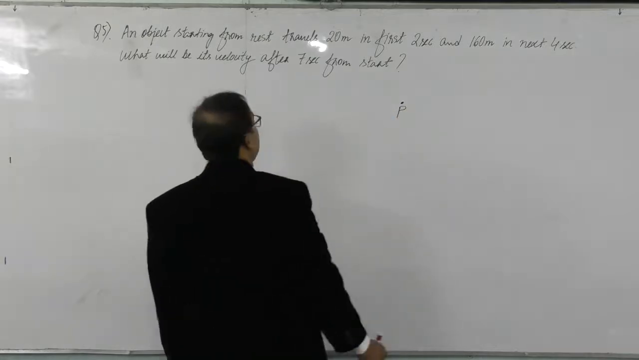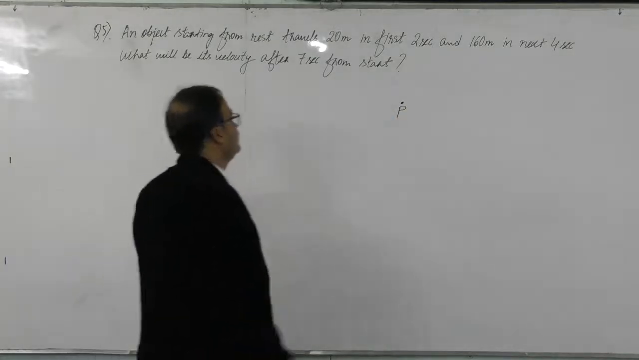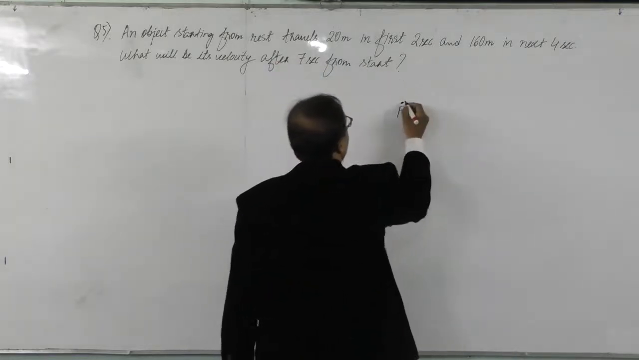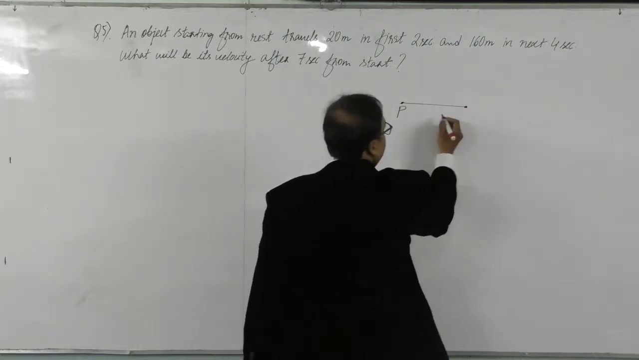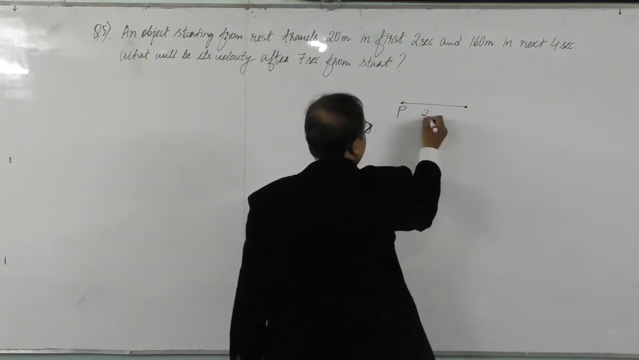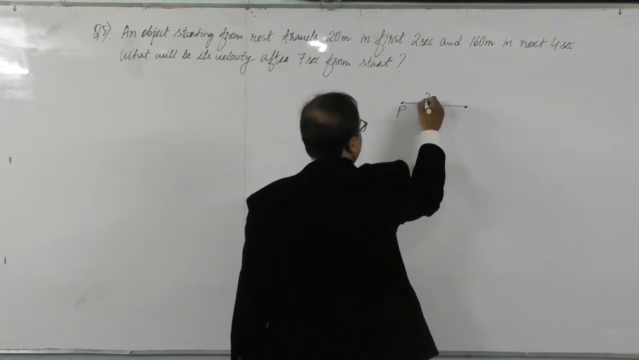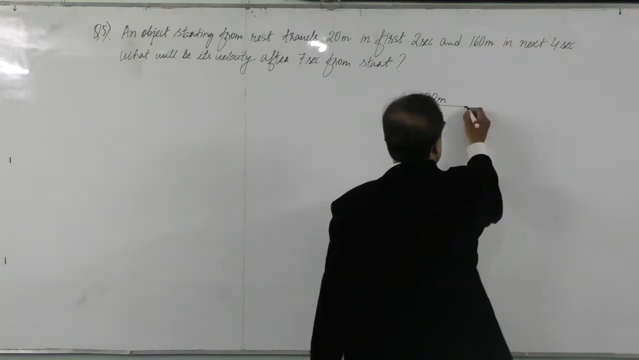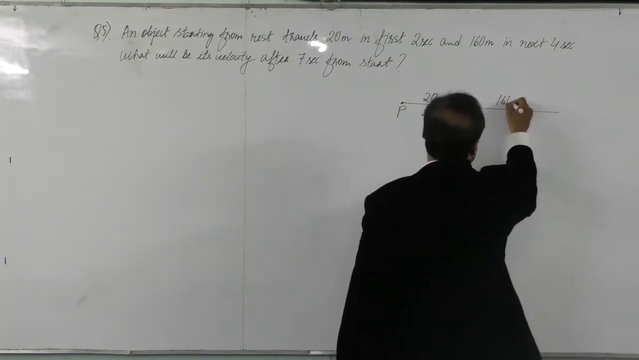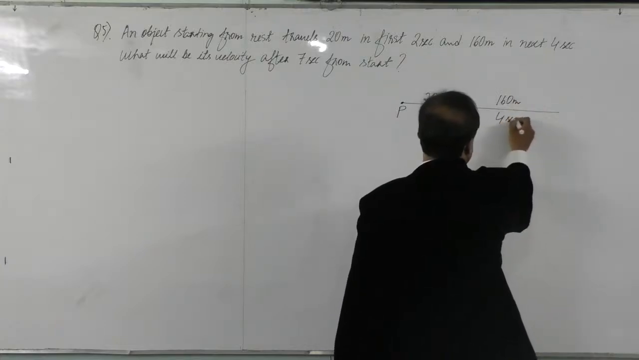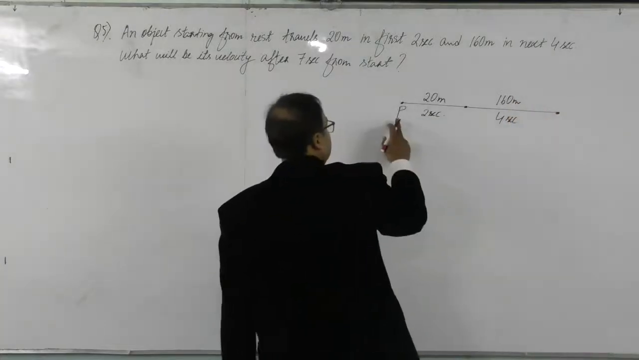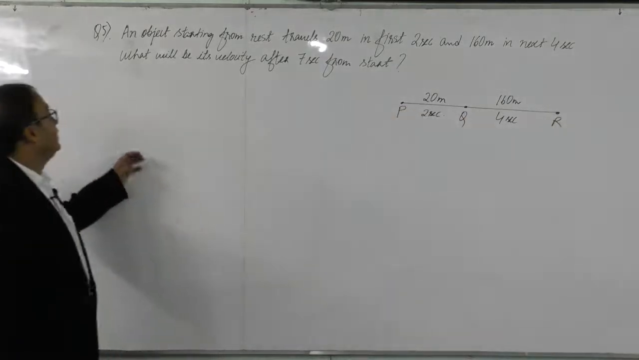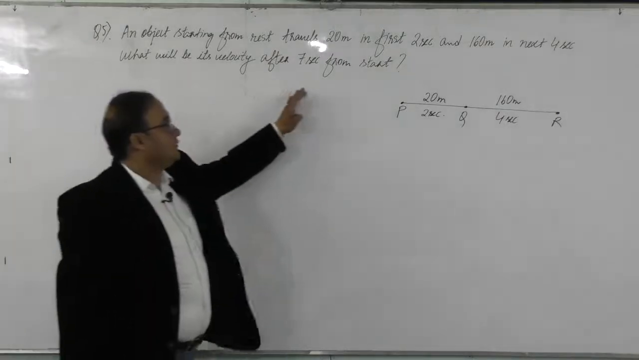Let the object start from point P. Here it is given, the object starting from rest travels 20 meter in the first 2 seconds, and 160 meter in the next 4 seconds. Then the motion is from P to Q, Q to R. We have to find the velocity after 7 seconds from the start.